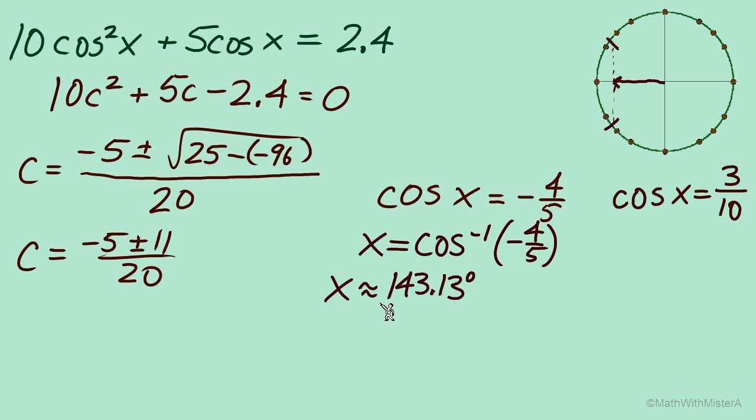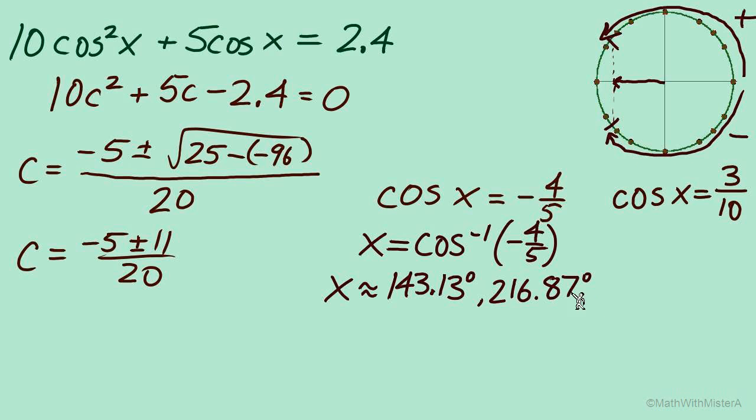Punching in, I get approximately 143.13 degrees. That degree measure is our point here in quadrant 2, a positive rotation of 143 degrees. We'll get to our point here in quadrant 3 by thinking of a negative rotation. It's a reflected point about the x-axis. So from initial position, let's back it up by 143.13 degrees. So I'm doing 360 minus 143.13 to get this value, 216.87 degrees.